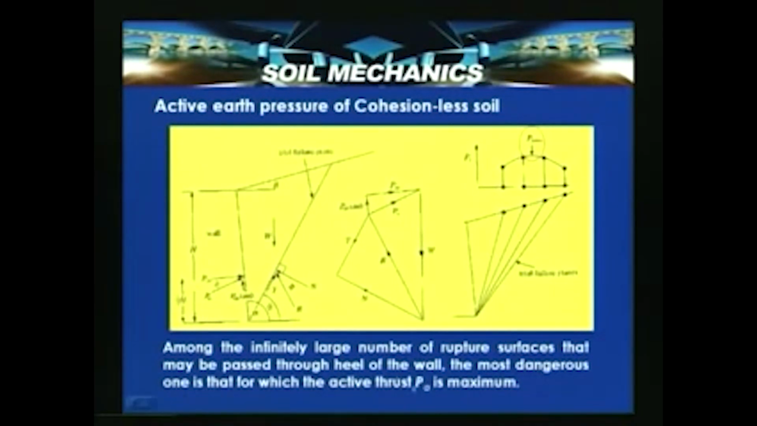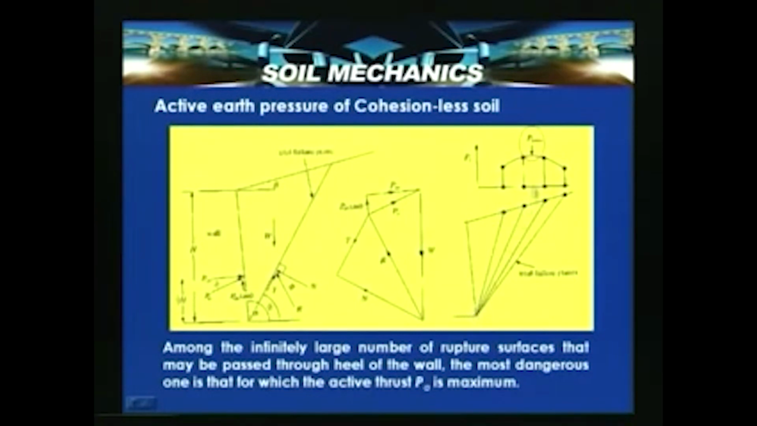Here the same force triangle is shown. This is W, and this is the resistance R. The resistance R has two components, one that acts along the surface, T, and the other normal to the surface, N, that acts here through the angle phi it makes, and T acts along this surface. So, R is the resultant resistance offered by the soil along the failure surface, and Pa, which is along this, also has horizontal and vertical components.